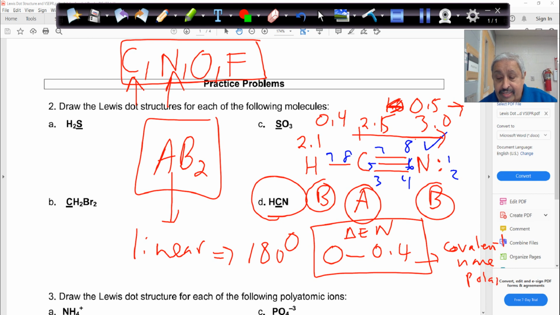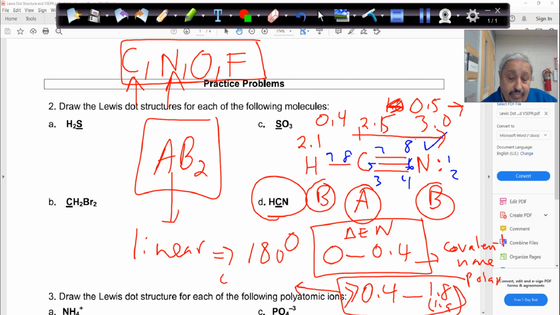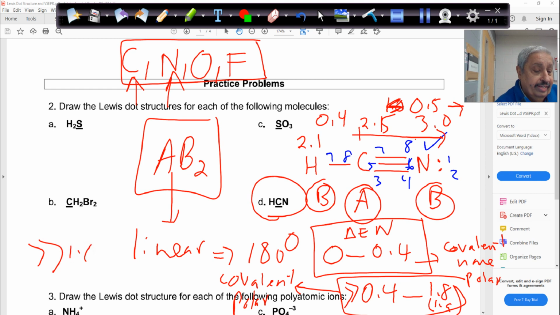Then you have greater than 0.4 to 1.8 or 1.9. This is covalent polar. Then greater than 1.8, in the textbook 1.9, this will be ionic.